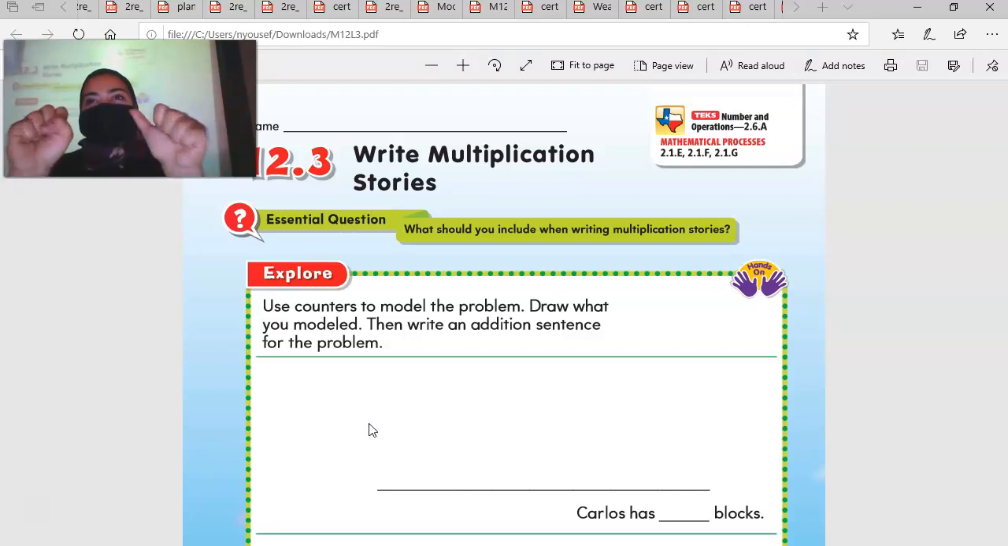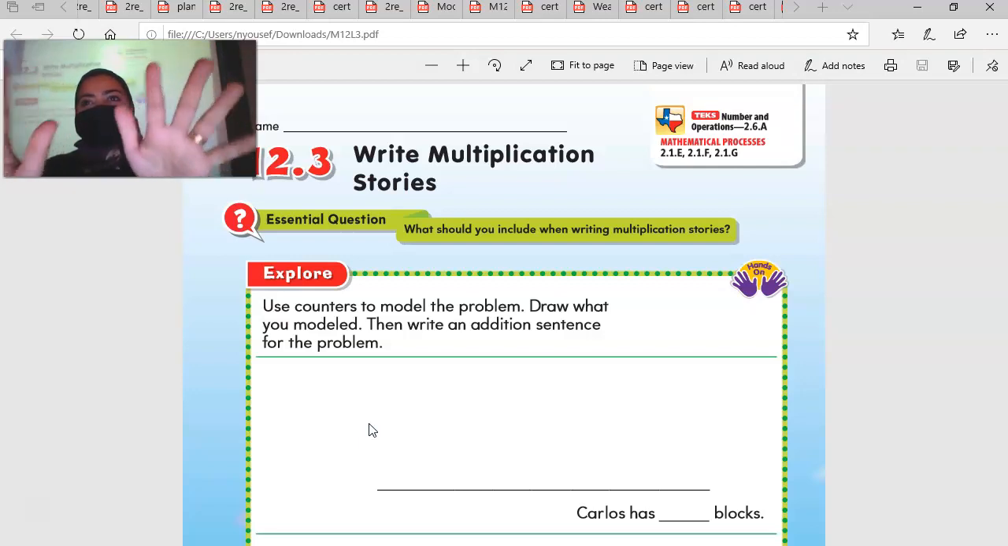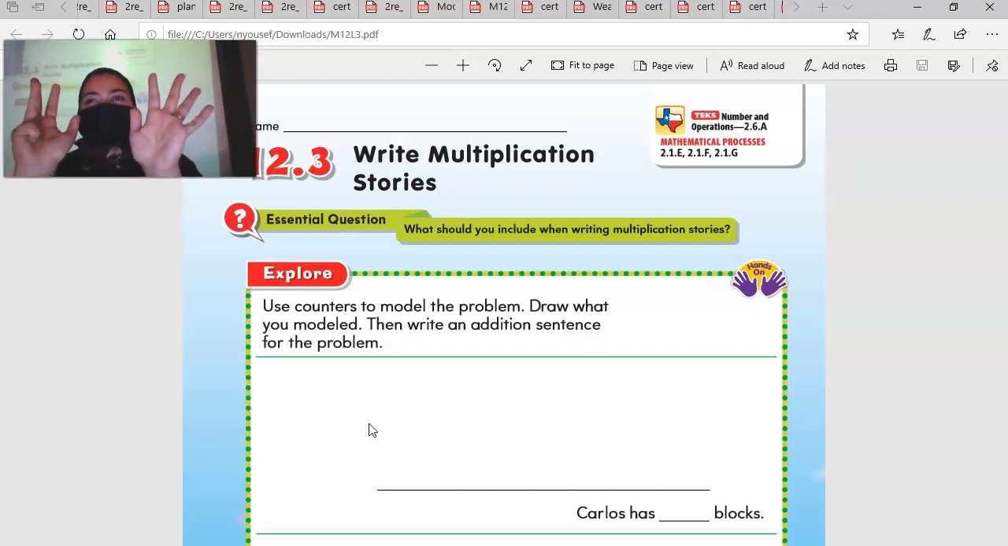4 times 1 is 4. 4 times 2 is 8. 4 times 3 is 12. 4 times 4 is 16. 4 times 5 is 20. 4 times 6 is 24. 4, 8, 12, 16, 20, 24. 4 times 7 is 28. 4 times 8 is 32. 4 times 9 is 36. And 4 times 10 is 40.